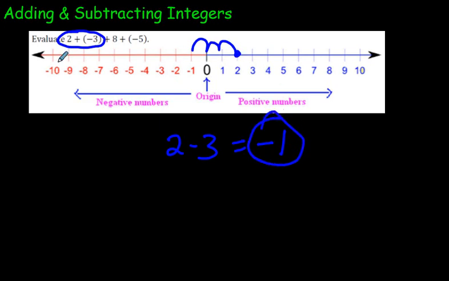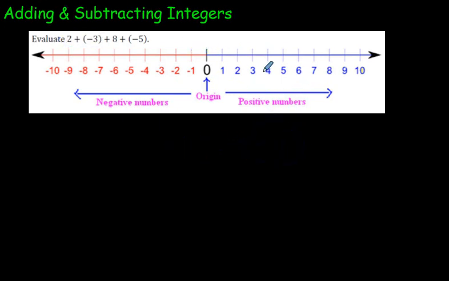You can use a number line like this. After you get used to it, you won't really need that to do these kinds of questions. So 2 plus negative 3. When you see a positive and a negative sign together, just write it with a negative sign. 2 minus 3, and you end up with negative 1.